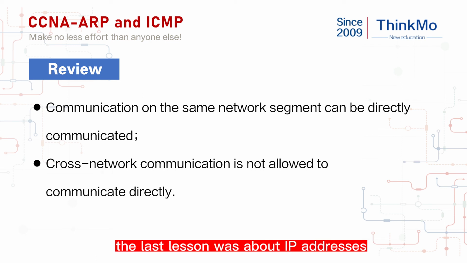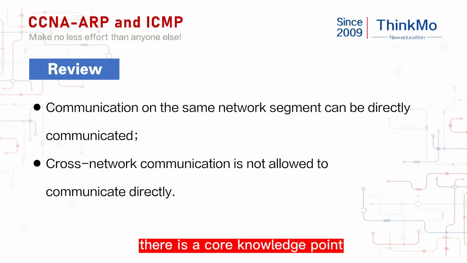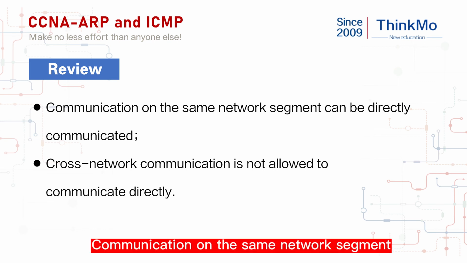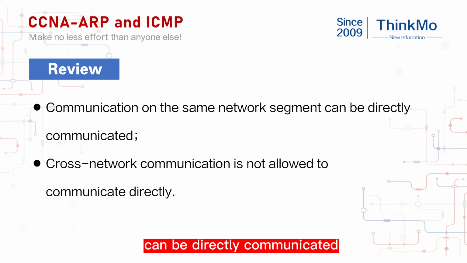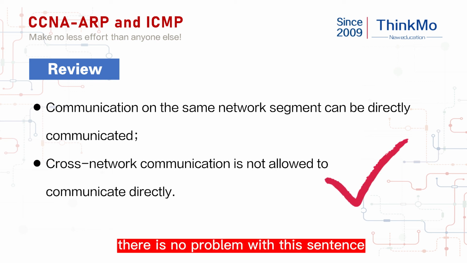The last lesson was about IP addresses. There is a core knowledge point. I don't know if you still remember. Communication on the same network segment can be directly communicated. Cross-network communication is not allowed to communicate directly. So first let me tell you, there is no problem with this sentence.